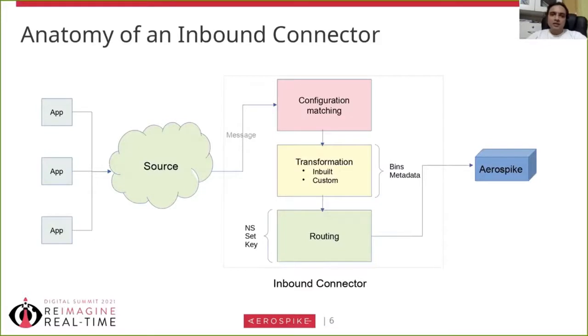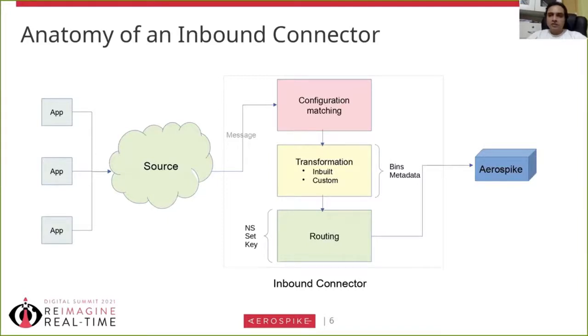So now we look at the internals of an inbound connector. To do that, we are going to trace the path that a message takes from the source cluster to the Aerospike destination. Once the message lands on the inbound connector, it goes through three phases. The first phase is configuration matching. The second phase is transformation, and the third phase is routing.